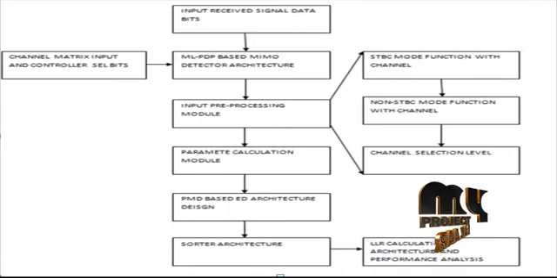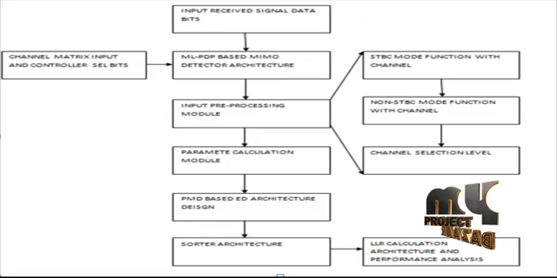Next, we see the flow diagram for the project. Here is the overall MIMO detector architecture. This architecture consists of multiple elements. These components are the input pre-processing module and parameter calculation module, then the BMD section and the sorter unit. This unit handles the overall calculation of the MIMO detector architecture.